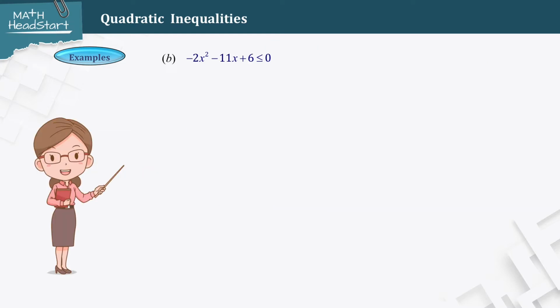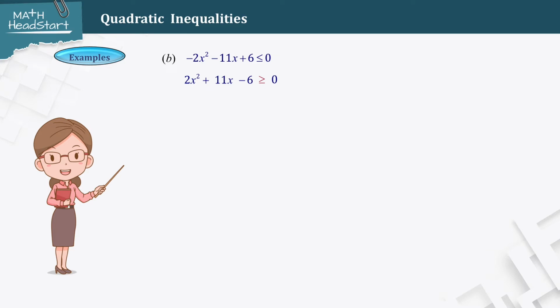Let's take a look at another example. We can see the negative leading coefficient. We divide the entire inequality by negative 1 to make the problem simpler to handle. Since we divided both sides by a negative number, we need to make sure to change the direction of the inequality symbol.